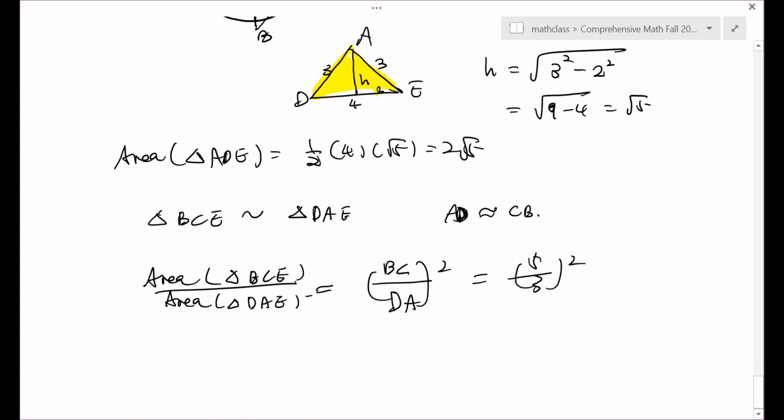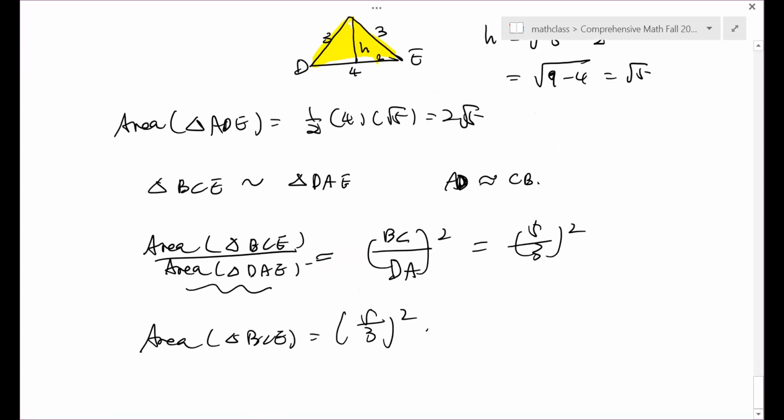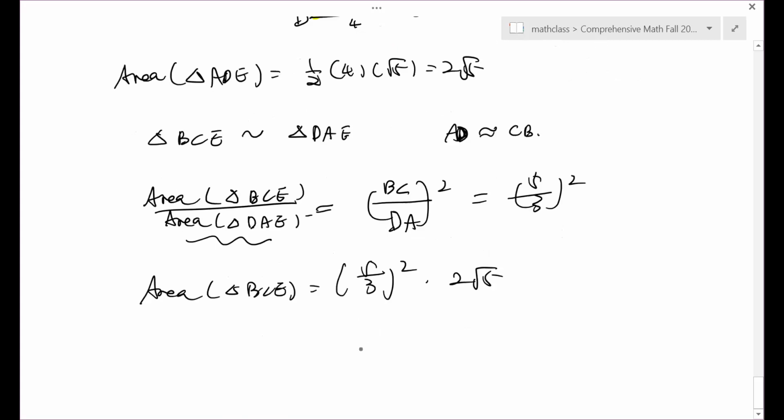So now you can get the area of the larger triangle. Because it's 5 over 3 squared, and this area we already did: ADE is going to be 2 square root 5. So it's 25 over 9 times 2 square root 5, and you can say 50 over 9. So it's going to be 50 over 9 square root 5.